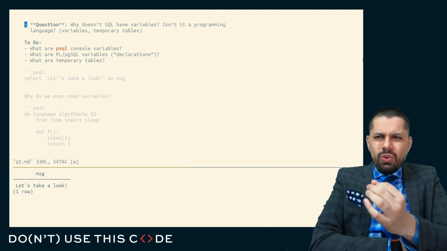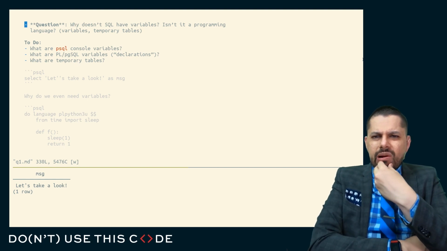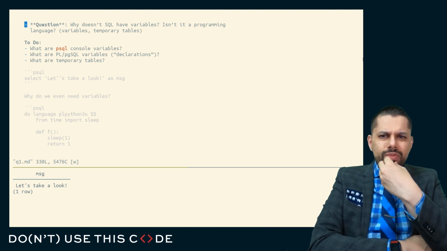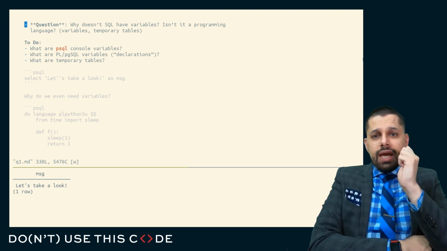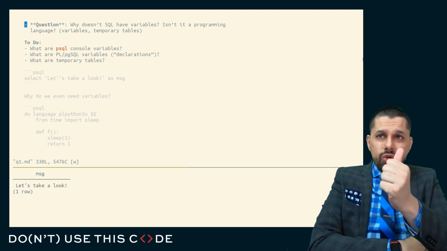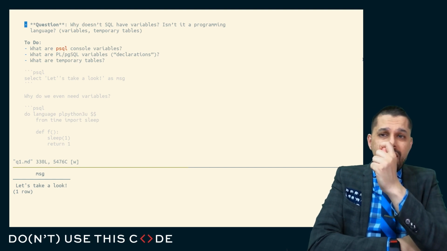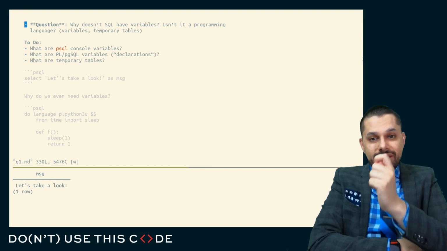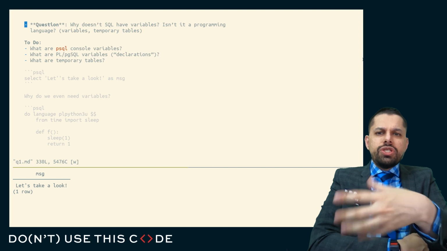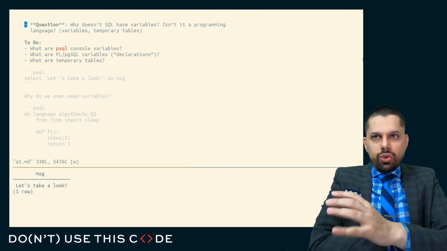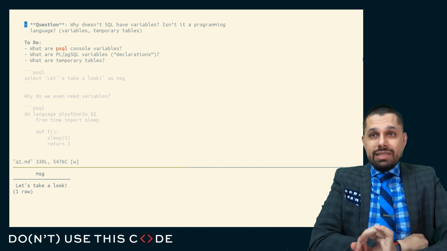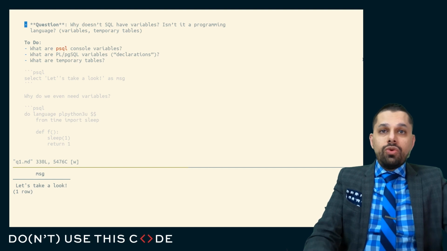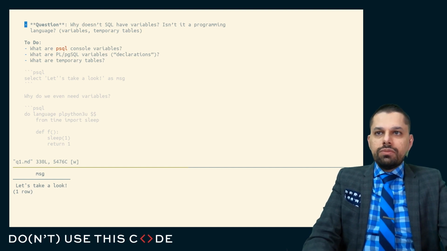And yet when we look at SQL, it seems as though these things are either completely missing or they're formulated completely differently. In this question, we're going to talk about console variables. We're going to talk about PL/pgSQL variables, declarations within stored procedures or stored functions, and we're going to talk about temporary tables. And so, why don't we take a look?